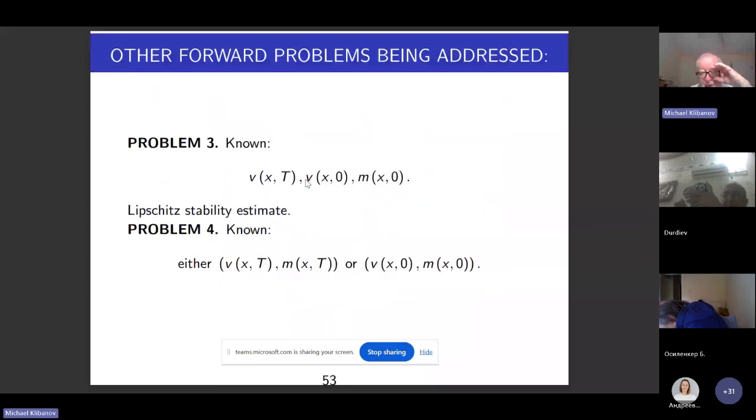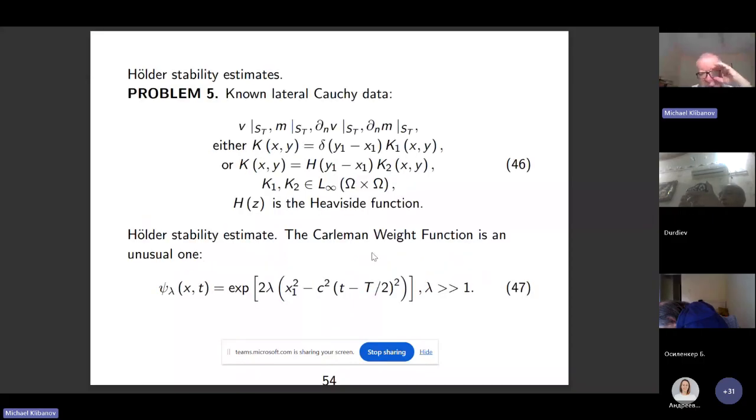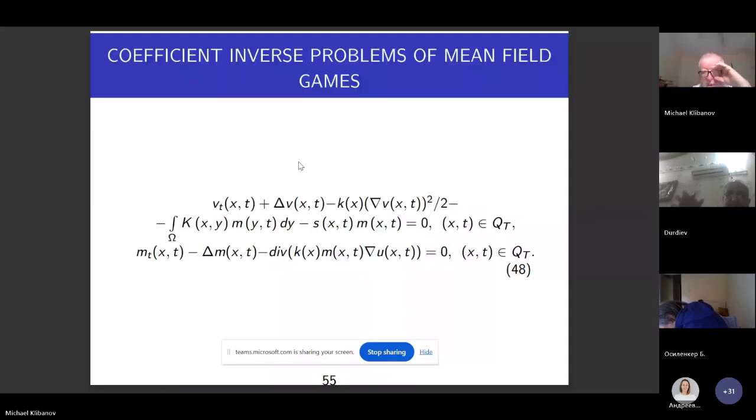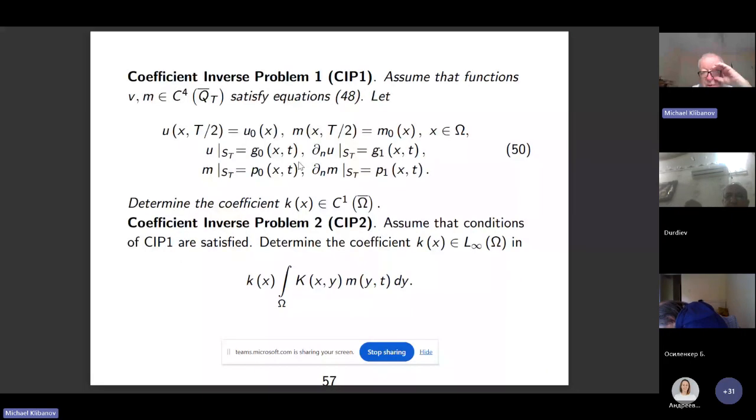We address some other forward problems. In this case, only V is known at T equals capital T, but initial conditions here. Stability estimate. Now, if both functions are known either in final moment of time or initial, then we still have further stability. Sometimes you have known lateral Cauchy data, and the kernel has special form. I don't know formulate. Now, coefficient inverse problem. If we know kernel, but not entirely, we don't know this multiplier. Then how to solve it?